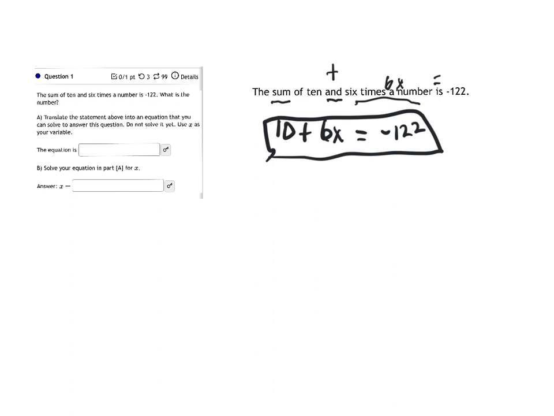So now we need to solve for x. So we have our equation. We are going to subtract 10 from both sides. This one goes away and leaves us 6x equals negative 122 minus 10. Signs are alike. When they're alike, add. So that would be negative. Add them up together, and that's 132.